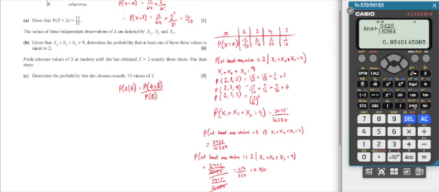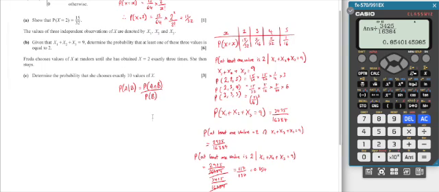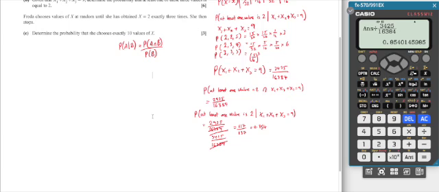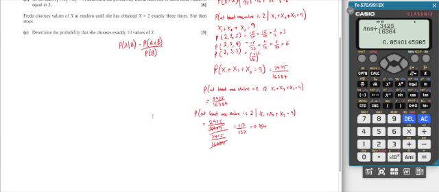Frida chooses values of x at random until she's obtained x equals 2 exactly 3 times. She then stops. Determine the probability she chooses exactly 10 values of x. Right. Determine the value of probability she chooses exactly 10 values. So that means that the 10th number has to be 2, because that's the only way that she would stop.